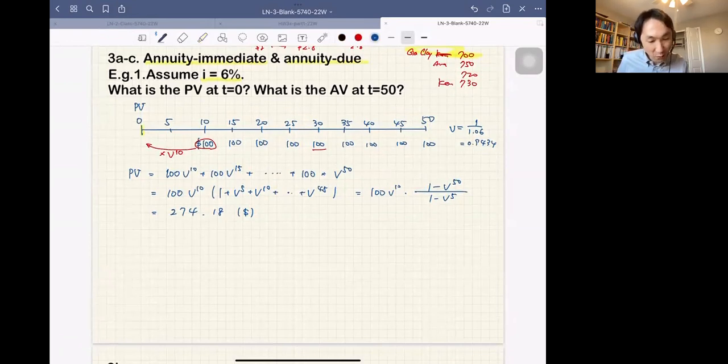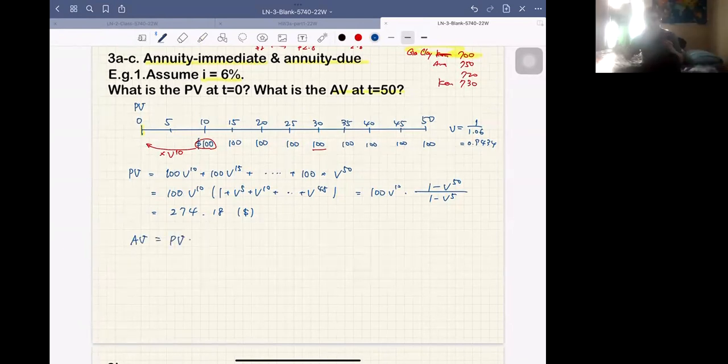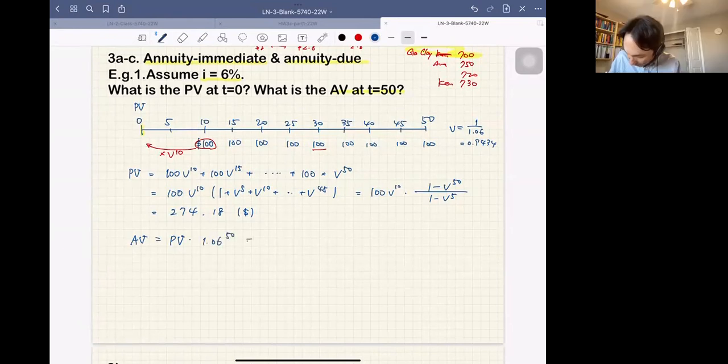Maybe I should give a little more time for you to think about it. Okay, so 274, and what is the accumulated value at 50? That would be the PV times the interest to the 50th power, going from 50 the other way around. So every year we multiply 1.06.